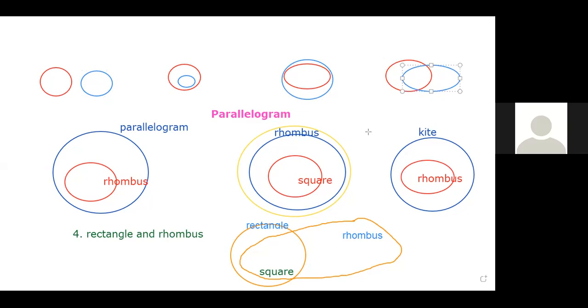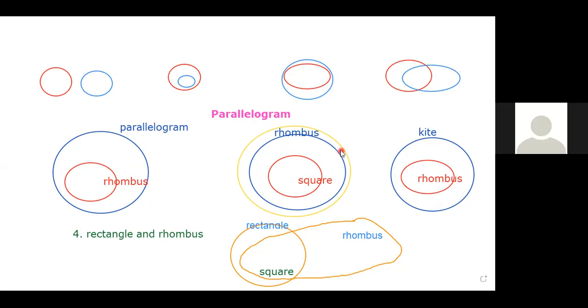Now, in case of parallelogram and rhombus, of the previous three cases that we considered, it's the middle two that applied. One is a subset of the other. In these two cases, the rhombus was the subset, and in this case, the rhombus was the superset. Okay, so that happened.